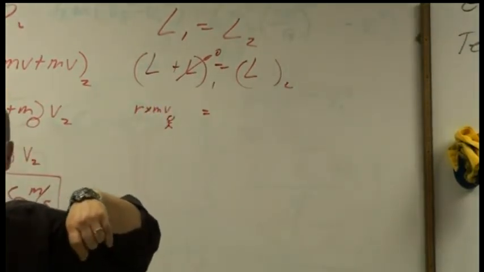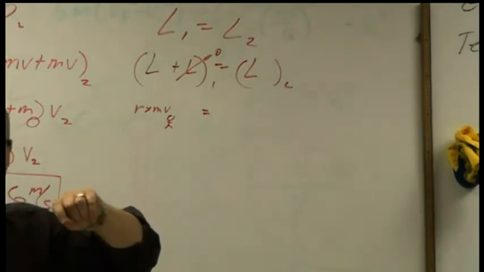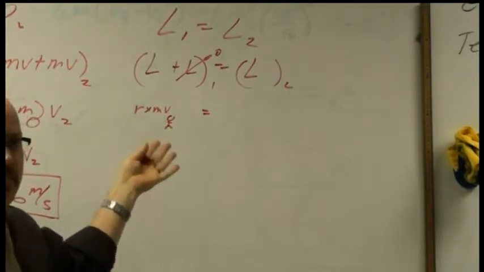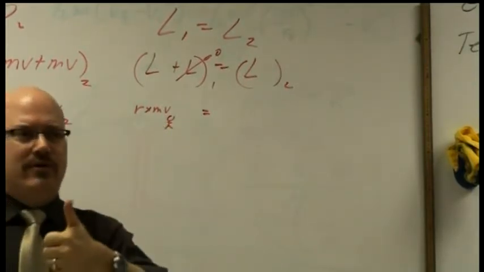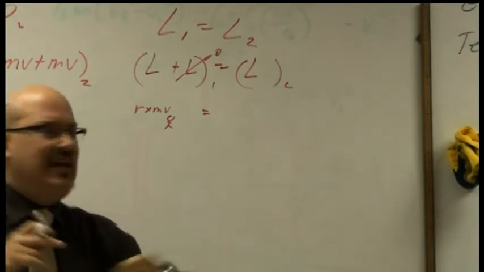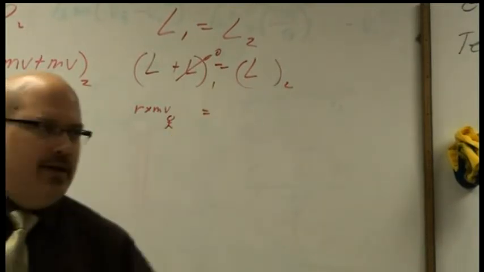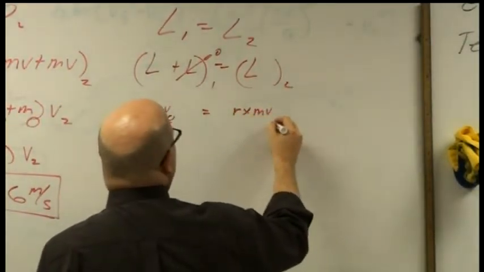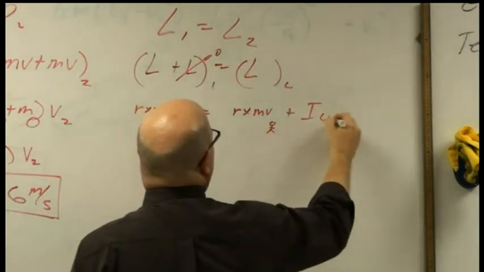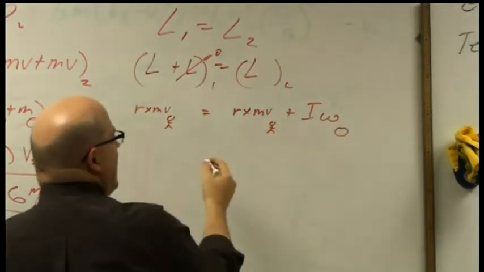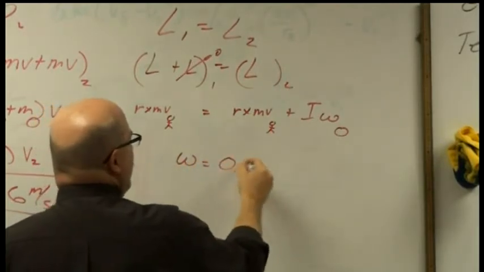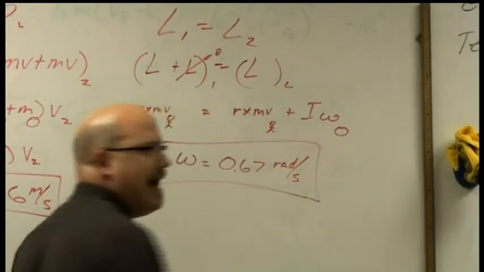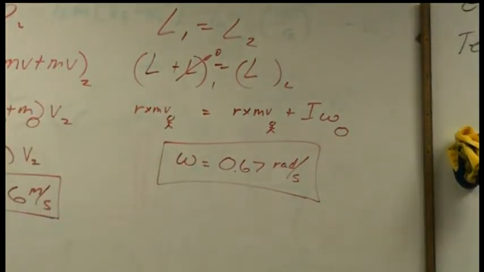Does this look awful familiar? Isn't this the exact same thing we did before? Has anything changed? No, because before the friction was negligible too. Did the fact that it was pivoted before and now it's free to move change anything about this problem? No, it's exactly the same as before. So we end up with r cross mv for the boy afterwards, plus an I omega for the big thing afterwards. And we ended up with omega being 0.67 rads per second. Notice that that doesn't change.